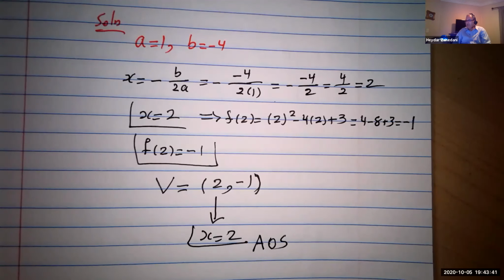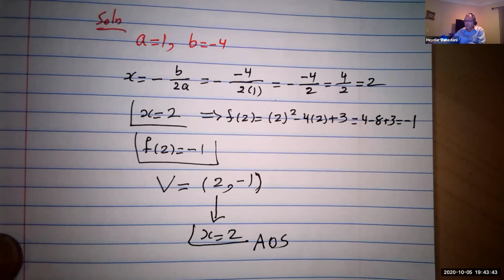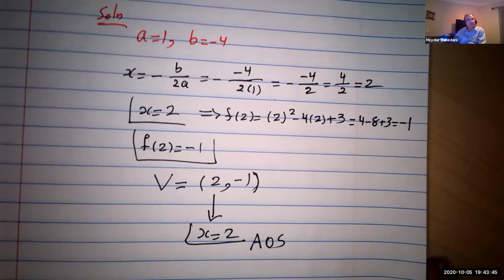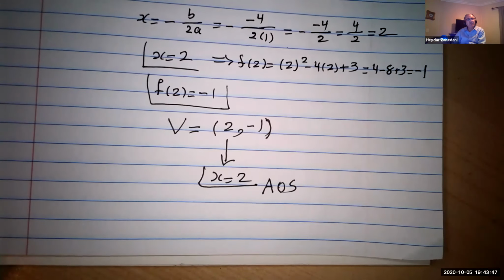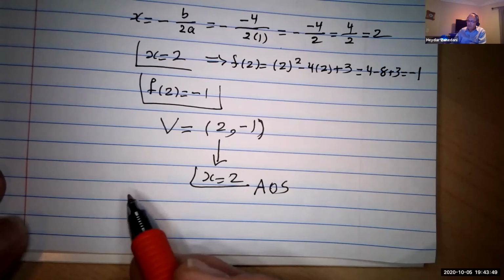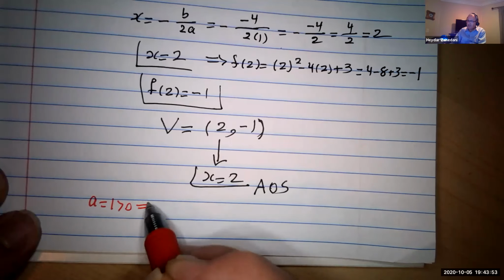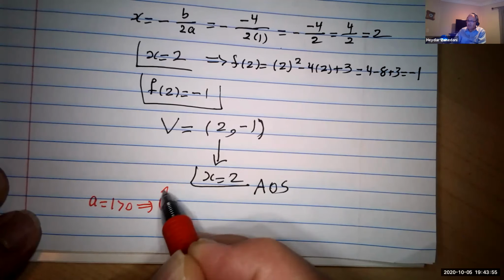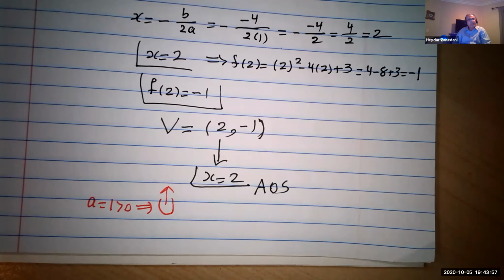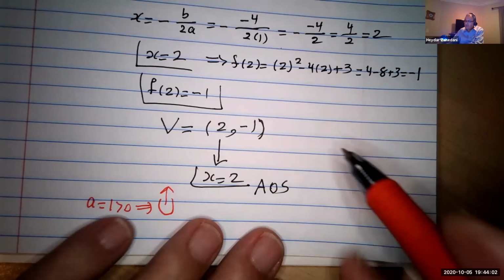You want to graph it? We can graph it right away. For the graph, we are going to preview it first. What type of graph do we have? A is 1, which is positive. Positive means up. So this is your graph. That will help you. Now we're going to graph it. How are we going to graph it? This is it.